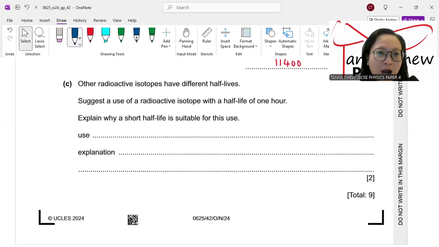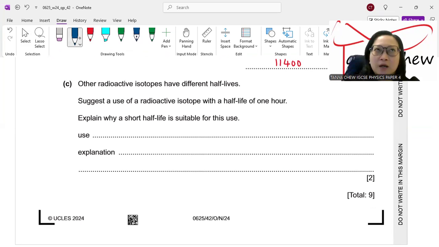Now C, other radioactive isotopes have different half-lives. Suggest a use of radioactive isotope with half-life of 1 hour. Only 1 hour. Explain why a short half-life is suitable for this use. Normally, you want it to be easier.